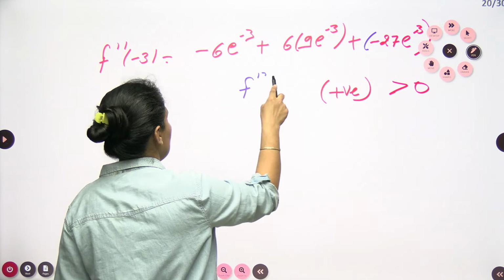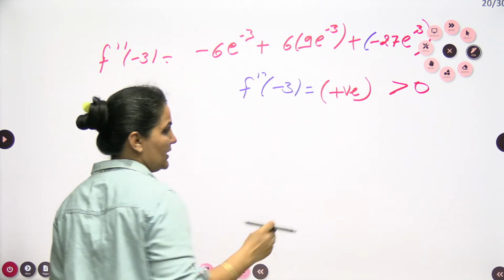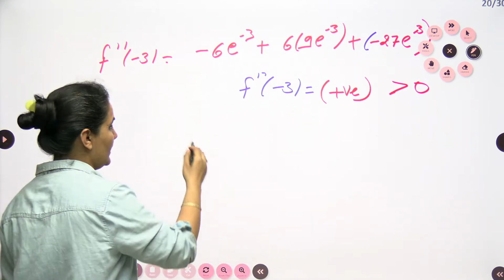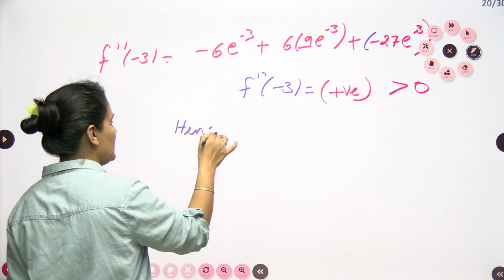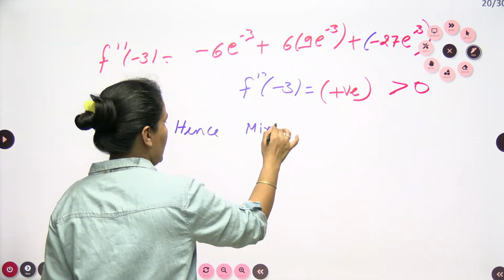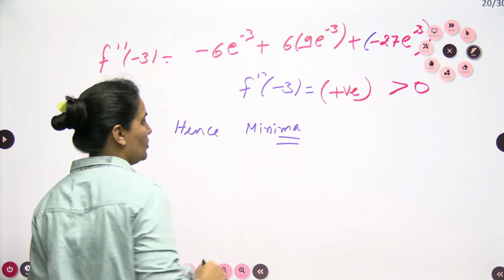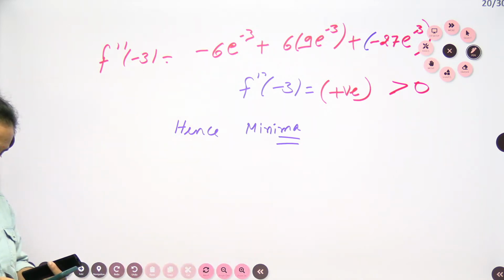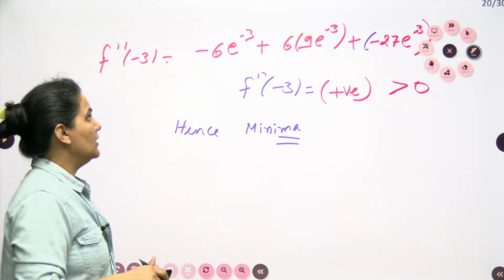So the value of the function at x equals minus 3, the double order derivative will be greater than 0. So hence we can say it is having minima. We can say it is having minima. You can check the values by putting the values directly, and it is giving you the minima.